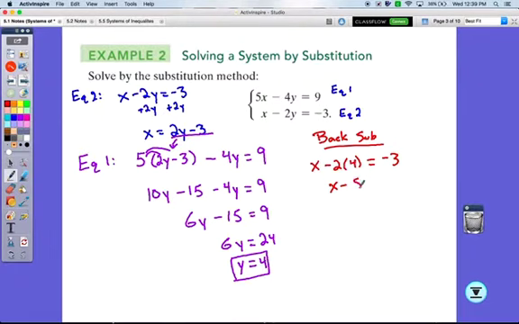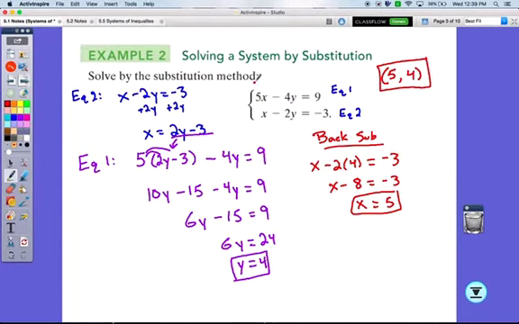So now I can solve for x, and I end up getting x is equal to 5. So if I've done it right, my answer here is 5, 4, that ordered pair (5, 4). All right, and then you can check it, plug it back in.